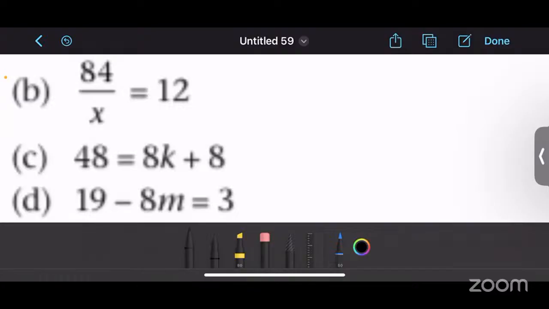Ma'am, I did it almost like A. Tell us, how is it almost like A? What did you do? Ma'am, I said 84 divided by X equals 12. Then I said 84 divided by X equals to... No, wait.